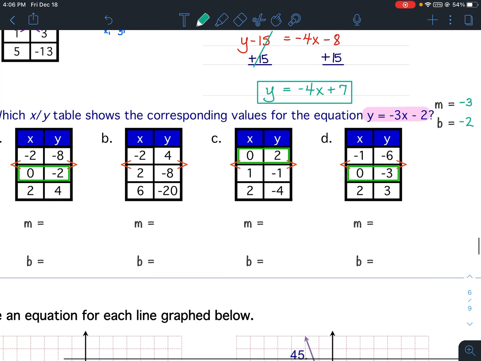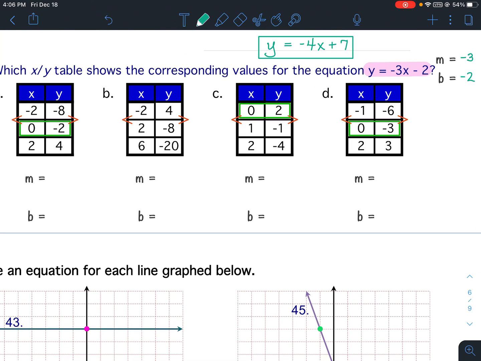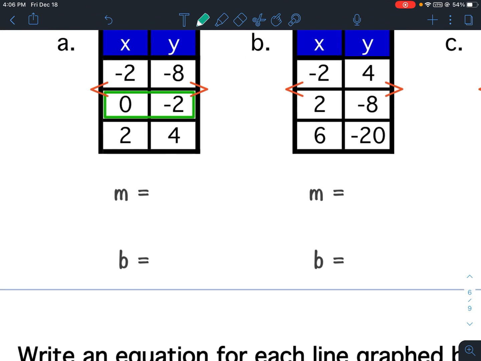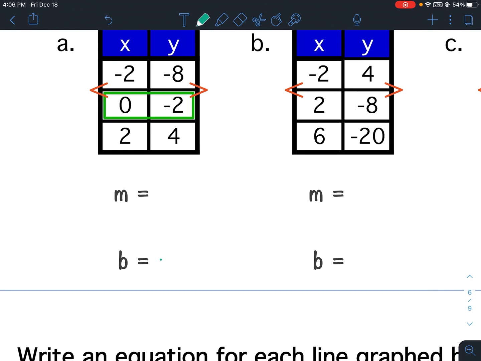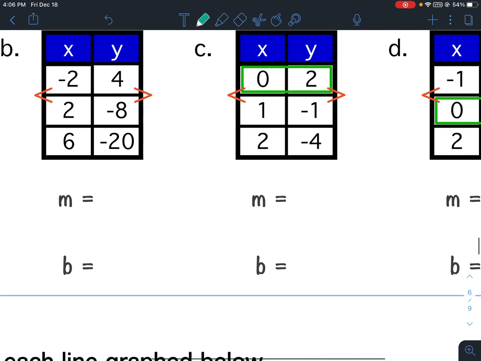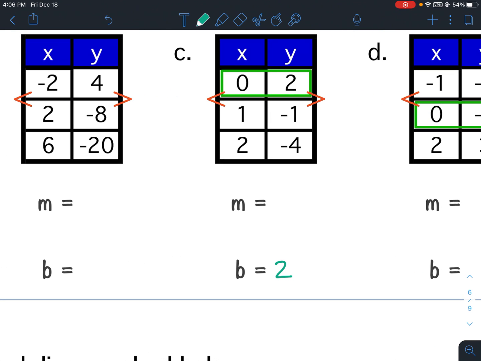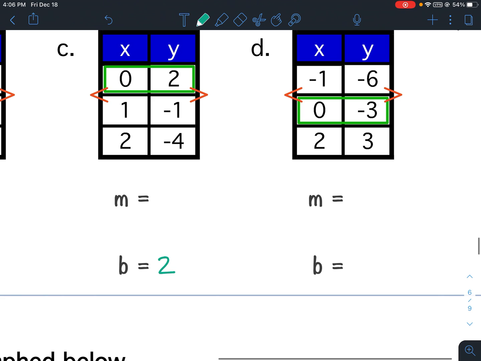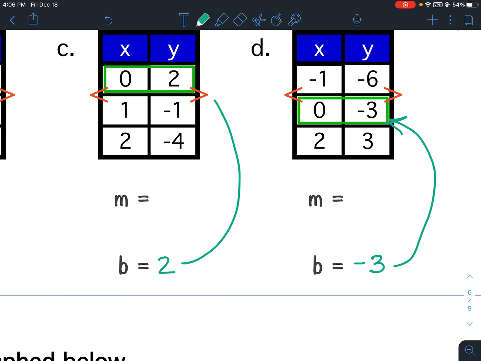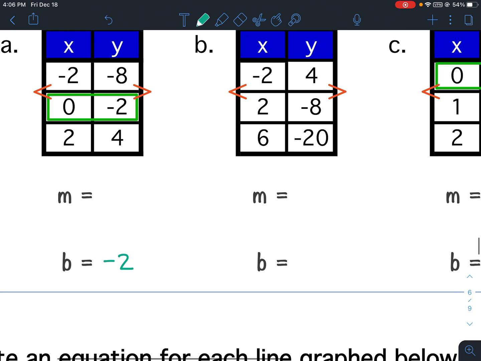Now, notice how I boxed 0, negative 2 for A, 0, 2 for C, and 0, negative 3 for D. That's because from that information, I right away know my y-intercept for those three charts. So for A, my y-intercept is negative 2. For C, my y-intercept is 2. For D, my y-intercept is negative 3. Again, I got that information right there, and right there.